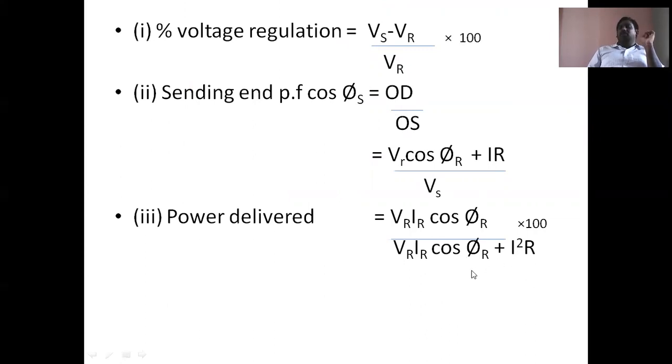This is the simple formula, as in the last class we discussed. I square R means the line losses due to resistance. If XL is less than resistance, then we can neglect the inductive reactance losses. Only we will consider the resistance losses.